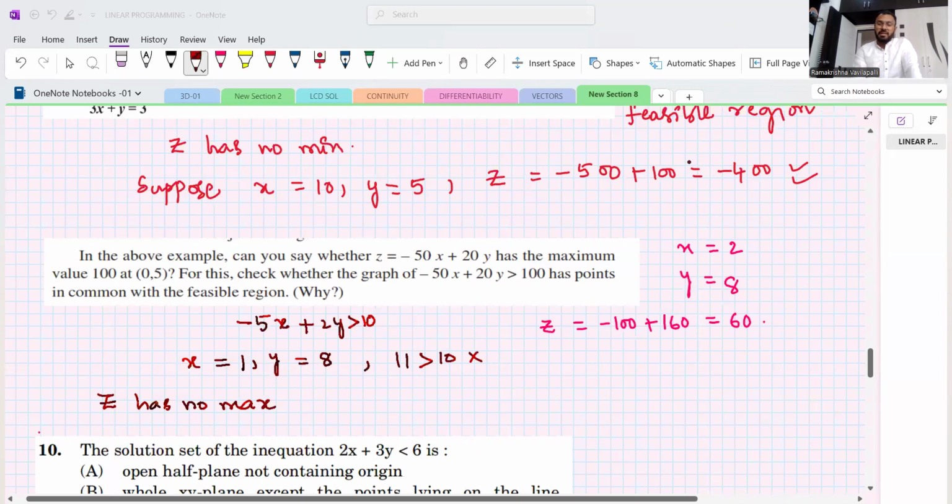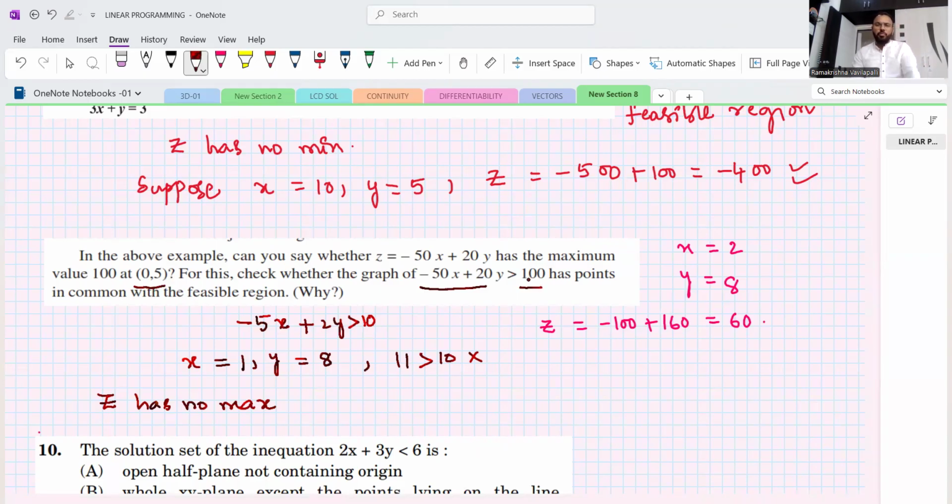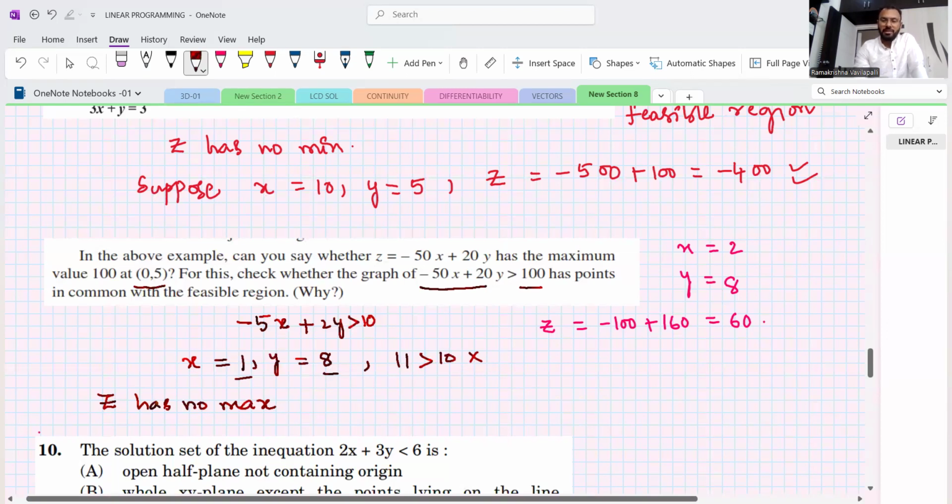Well, we have to decide whether z has a maximum or not, right? They said that at 0, comma 5, the value of this objective function is 100. If you can find one point in the feasible region which gives more than 100, then z has no maximum value, right? So you see that for x equal to 1 and y is equal to 8, we got that 11 greater than 10. That is absolutely wrong. So therefore, z has no maximum.